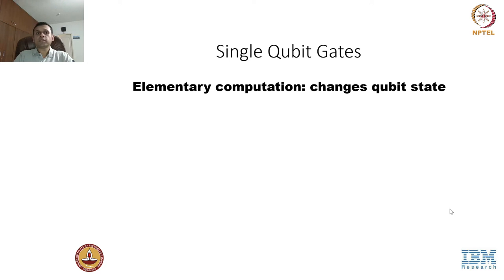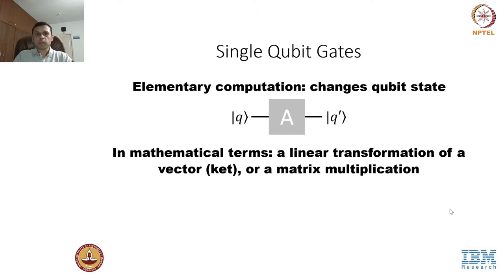A single qubit gate is the most elementary computation you can see in any quantum computing system, and its purpose is to change the state of a qubit. So take a qubit Q, and we apply a gate A, and it produces another qubit Q dash. In mathematical terms, this is nothing but a linear transformation of a vector. So Q is a vector or a ket, Q dash is a vector or a ket as well. So A is a matrix, and the operation that converts Q to Q dash is a matrix multiplication.